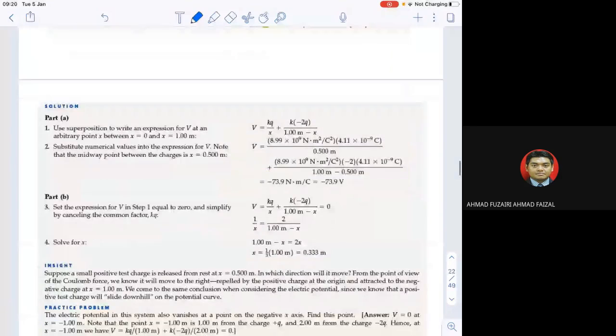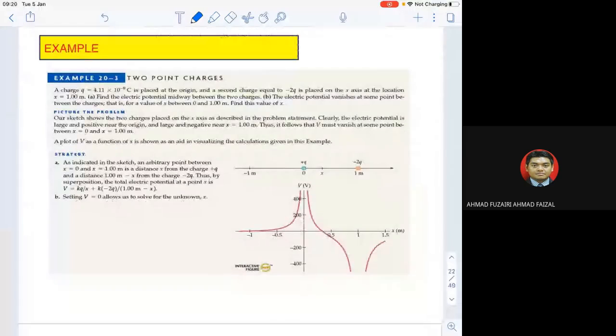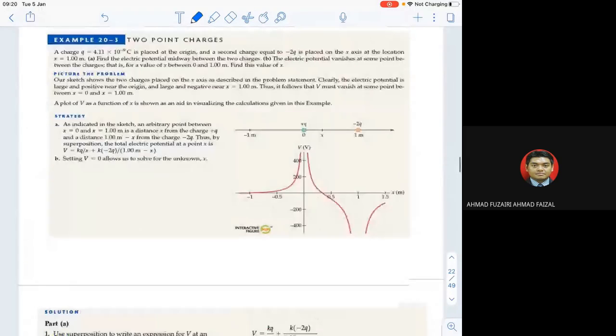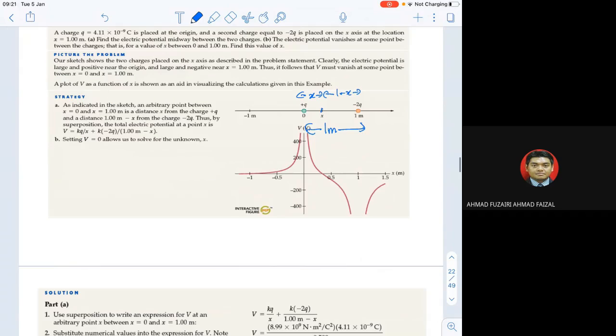But in this case, we don't know how to put the midway between the charges, so we can assume. One distance is x, the other is 1 minus x, because the distance between the two charges is 1 meter. We don't know where to put x, so we just put this as x and this as 1 minus x, and then easily we can get V.